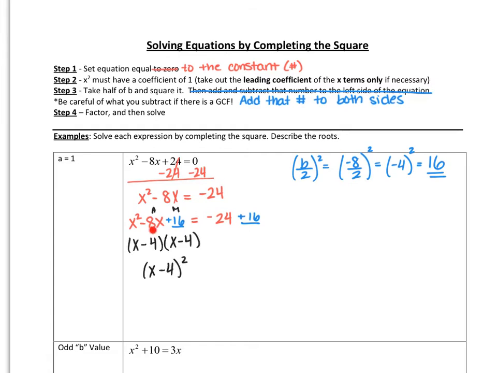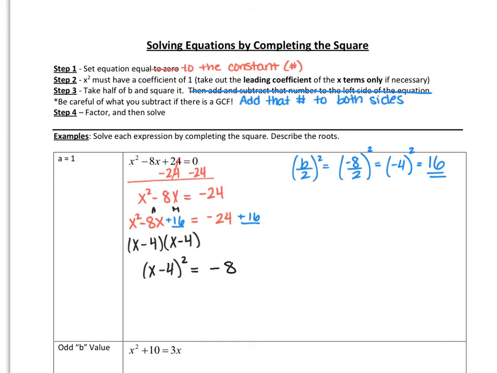So basically it's half of this -8, and you can actually get that from here. So you see how we did -8 divided by 2? We got -4. That's that half value. So that half value squared is what it's going to turn into when we factor it. So we just need the x in front. So x minus 4 squared. And then we're going to add -24 and 16 together. That will give me -8. And then we're going to solve.